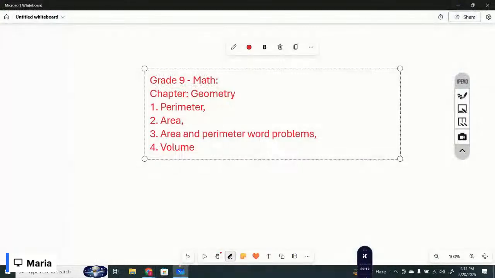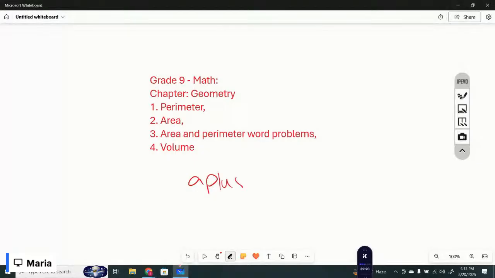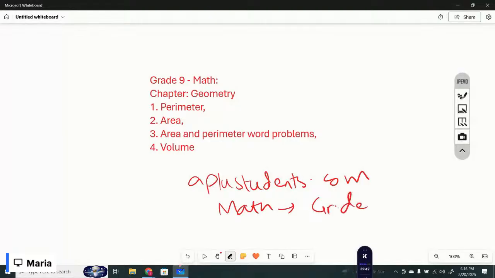You can find all the lessons on aplusstudents.com. You have to log in there using your email address, and the password is provided by the administrator. Then you have to select math from the subject tab, scroll down to grade 9 math, and click on view all lessons. There you can find a list of the chapters.